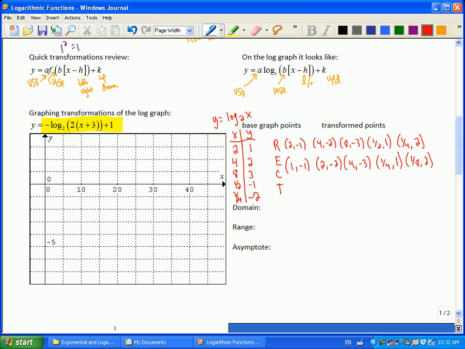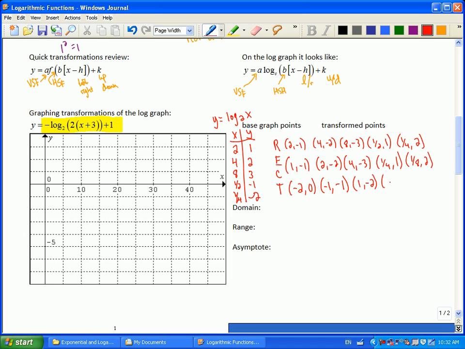And then finally we have to do translations, right? So left, right, up, down. What's going to happen? 3 left, up 1. Perfect. Okay, so that means I'm going to go left 3 puts this at -2. Up 1 puts it at 0. Left 3 would be -1. Up 1 would be -1. Then 4 would become 1. And -3 would be -2.